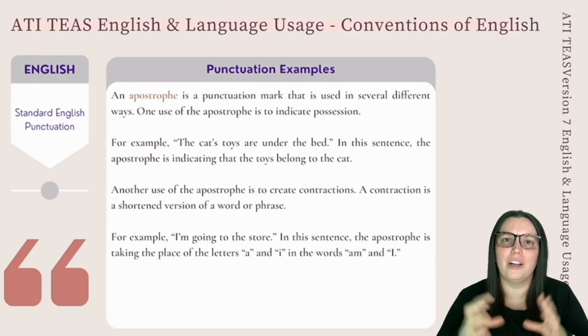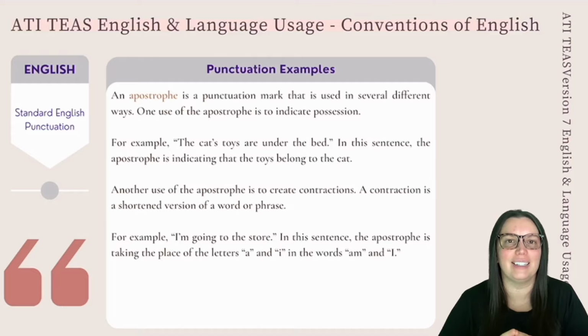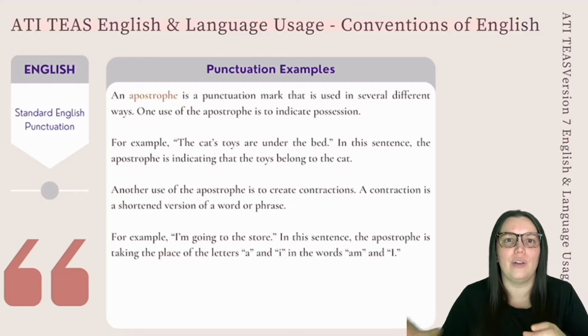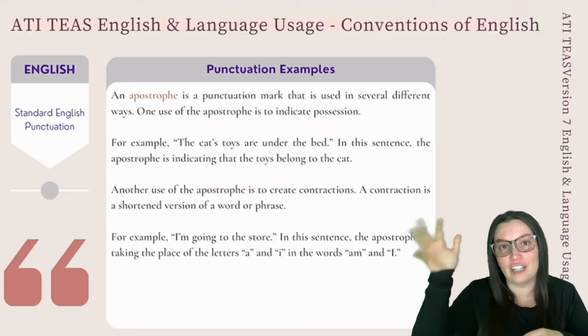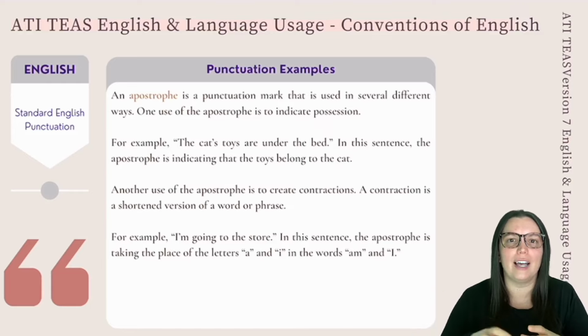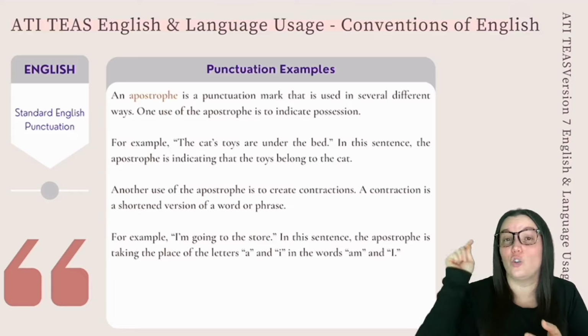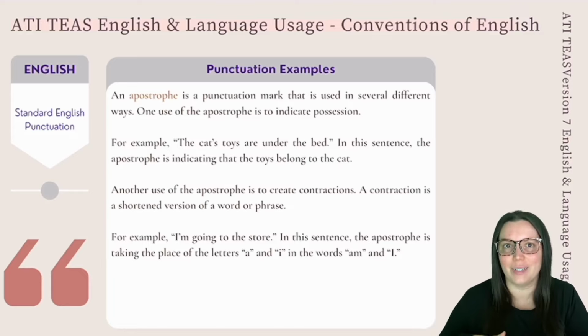So as we've been learning, punctuation is key when it comes to making sense with our sentences. And the ATI TEAS is going to also include things besides the comma, of course: apostrophes and end marks. An apostrophe is a punctuation mark that is used in several different ways. One way of using it is to indicate possession. So for example, "The cat's toy is under the bed." In this sentence, the apostrophe is indicating that the toy belongs to the cat.